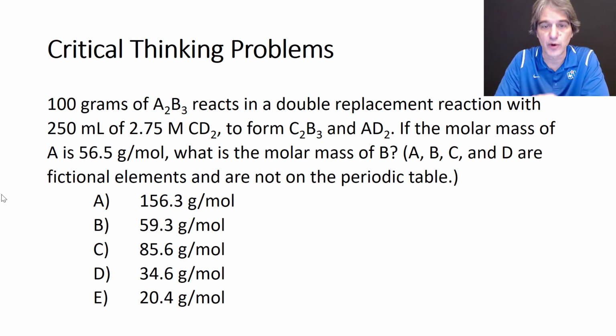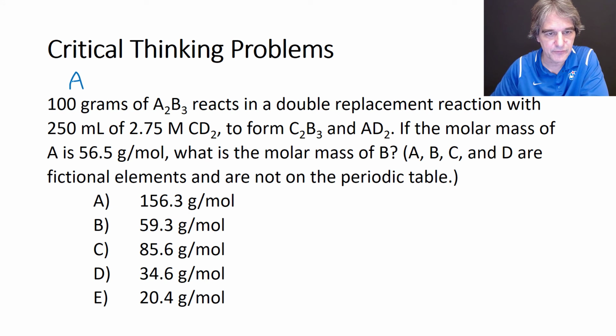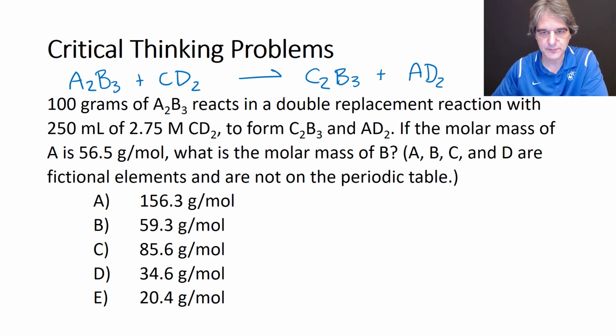First thing you do, write a balanced equation. What do we have for a balanced equation here? A2B3 plus CD2 forms C2B3 plus AD2. Okay, so we're going to need a 2 there and a 2 there to balance the equation.